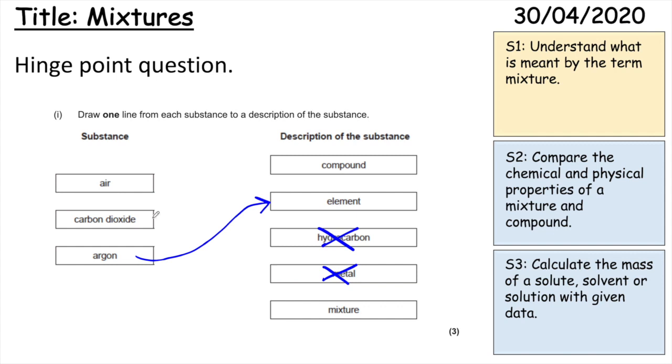So is carbon dioxide a compound, or is it a mixture? Well, carbon dioxide is made of carbon and oxygen bonded together, so that one is a compound. Air is a mixture of different elements. We've got oxygen and nitrogen, and it's also got things in there which are compounds, like carbon dioxide. So air is a mixture.